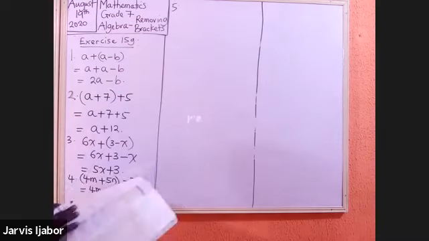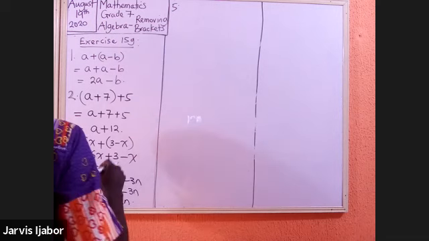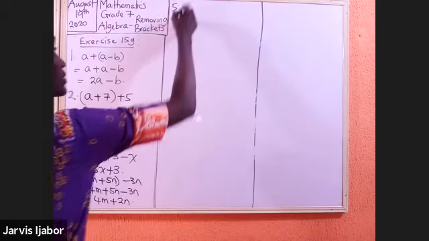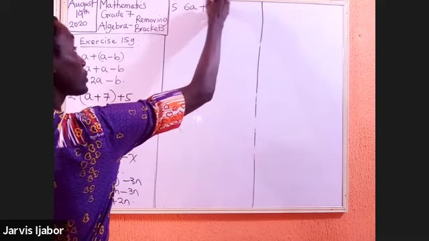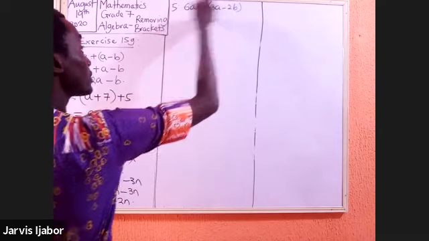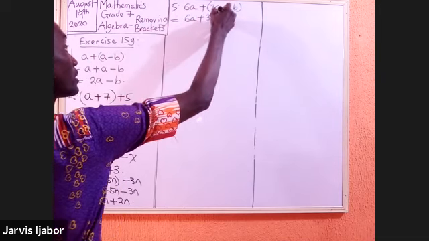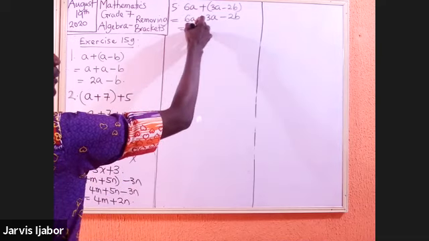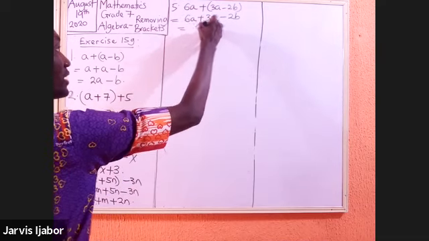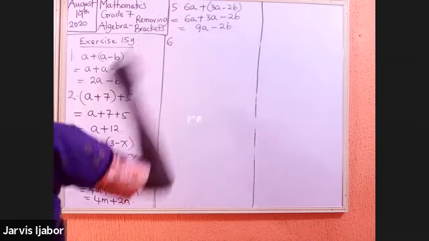In question 5, we have 6a plus bracket open 3a minus 2b. So that will be what? 6a plus 3a minus 2b. So it's covered that these terms can be added. I'm going to have what? 9a minus 2b. So let's go to question 6.